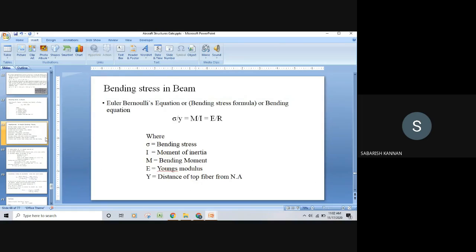So using this equation, we have various relationships. Sigma by y gives M divided by I, bending moment and inertia. So frequently they ask for the bending stress.